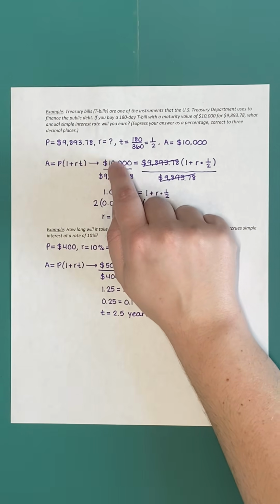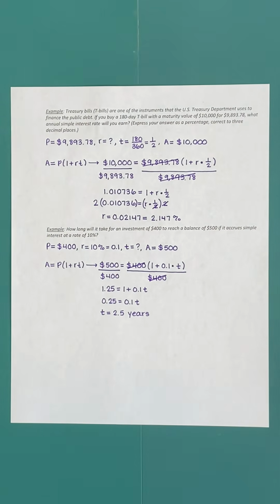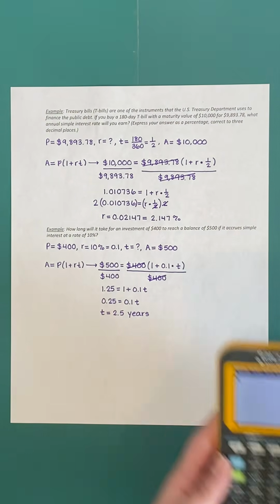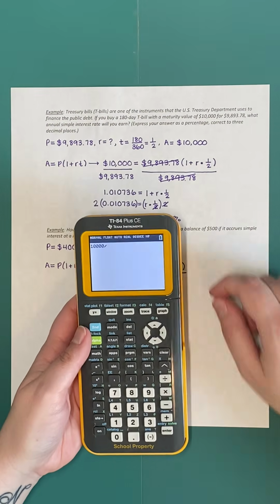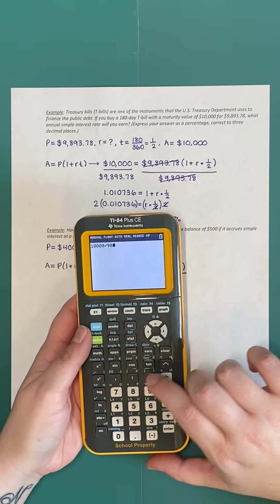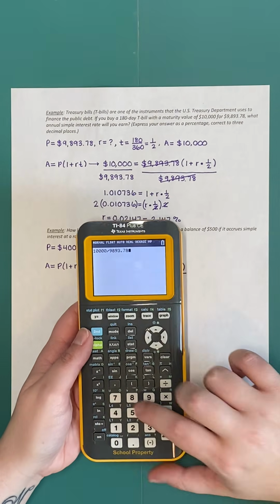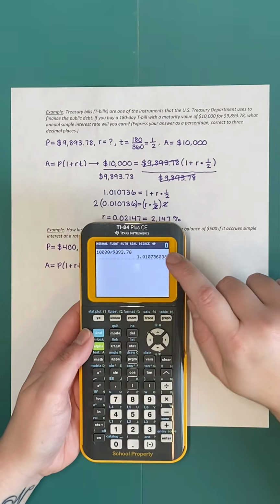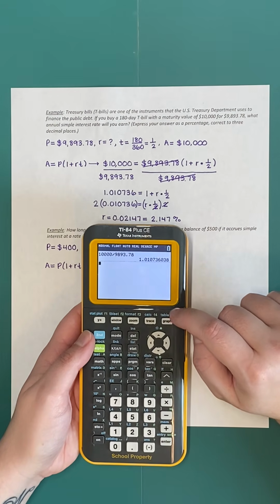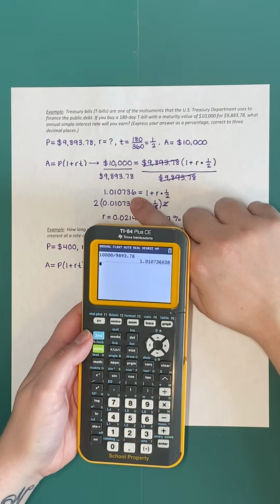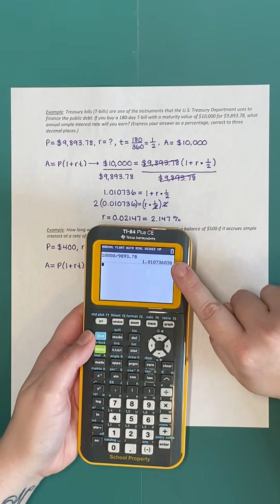Now we also have to simplify everything on the other side of the equation. So what is that going to look like? So we're going to do 10,000, and we're dividing by $9,893.78. Okay, now you get a nasty decimal here. That's the first time we've encountered one of these. If you're going to show your work and write things down, you can abbreviate this. But you want to keep this in your calculator.